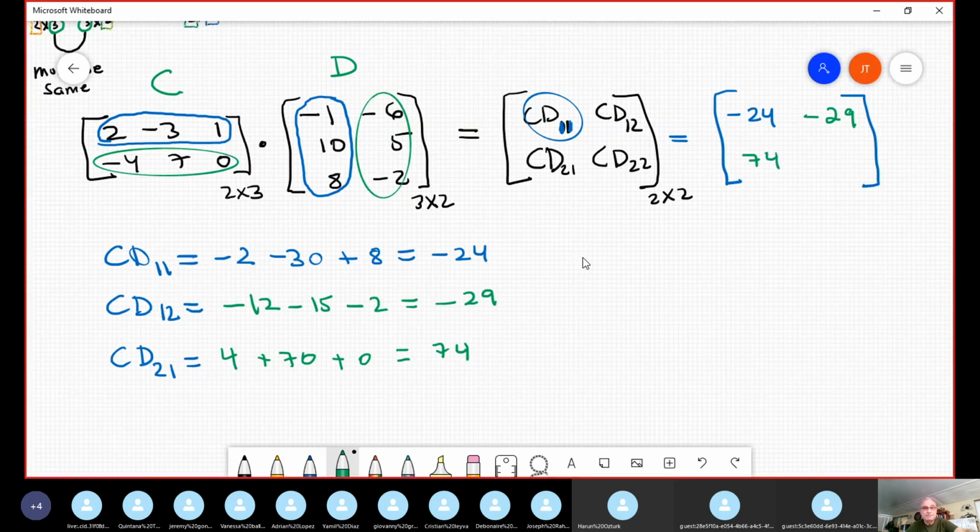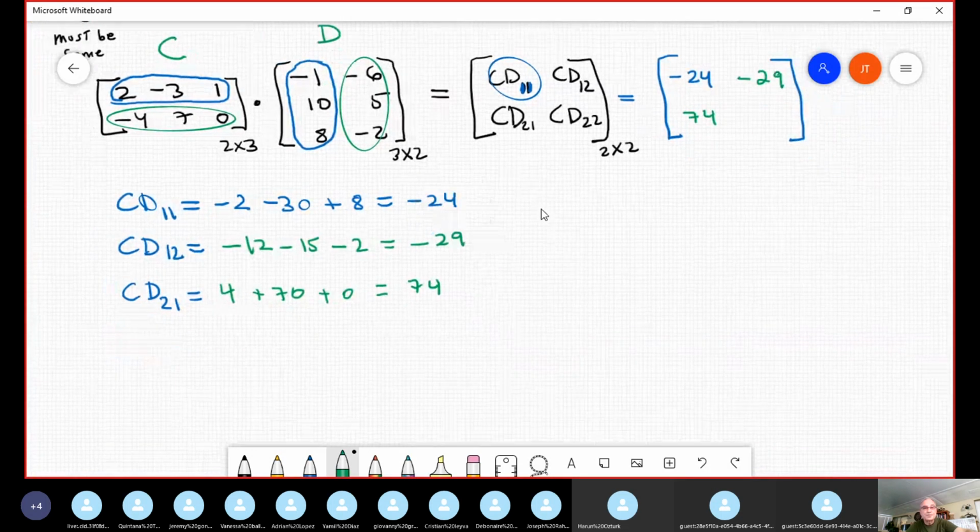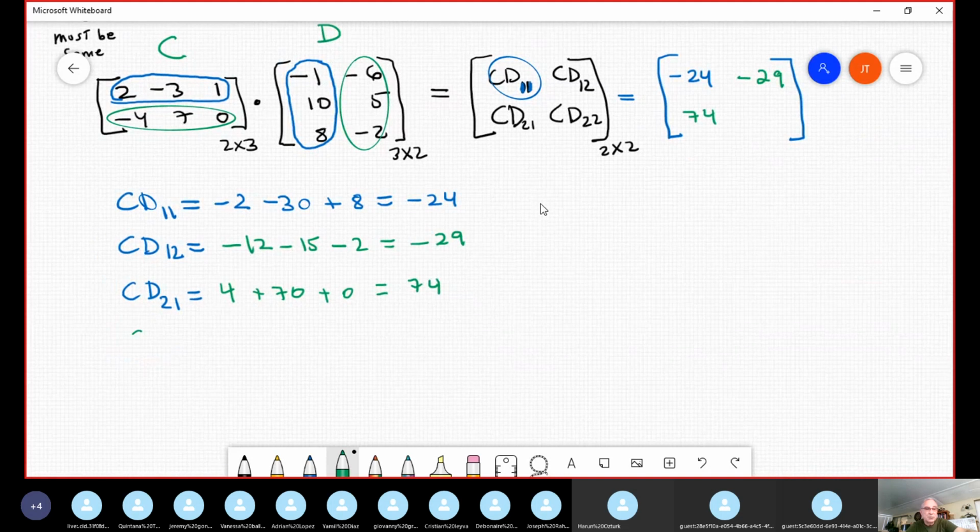And finally, CD22 is again row 2 of C multiplied by column 2 of D. So it's -4 times -6, which is 24, plus 7 times 5, which is 35.